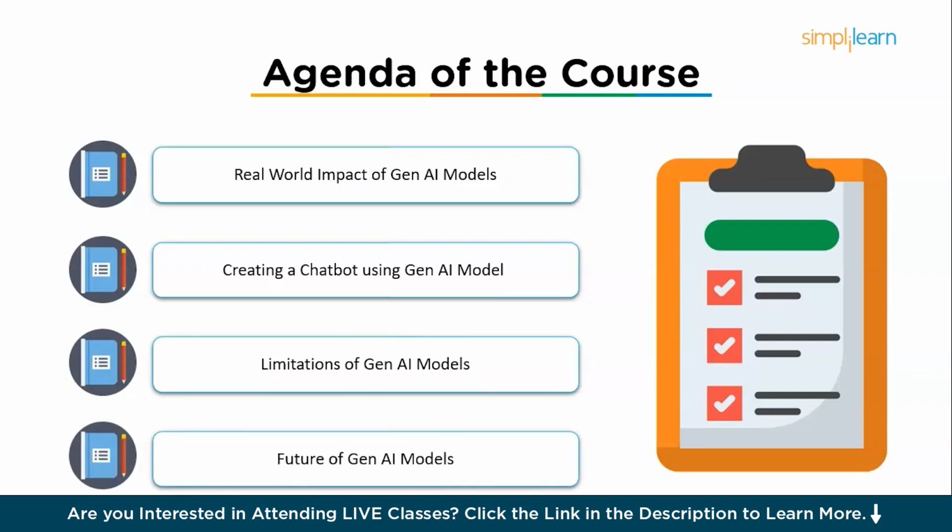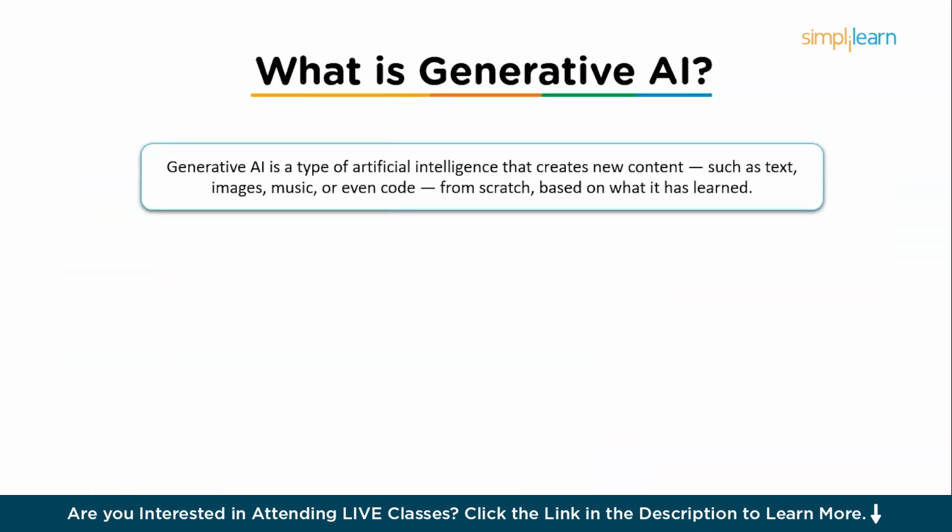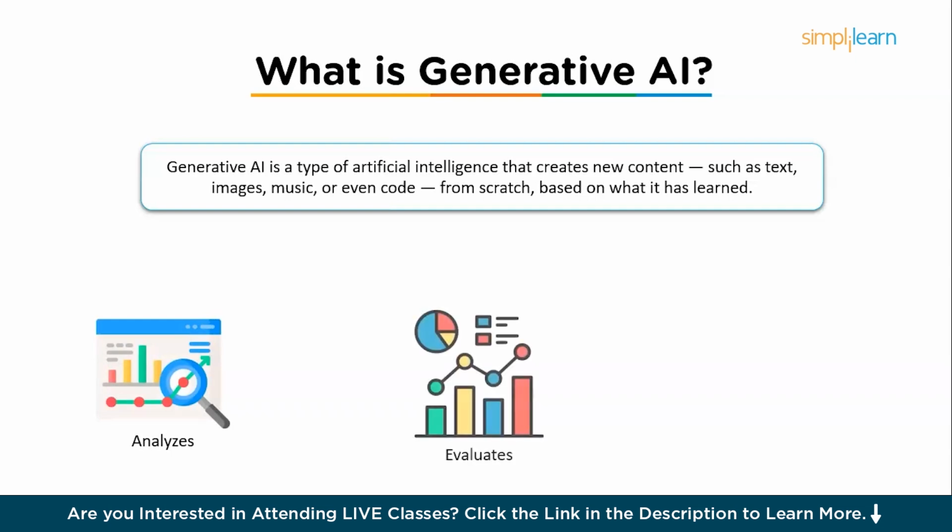Now, let us begin with the first chapter, that is basic understanding of generative AI. So, let us begin with what is generative AI. Generative AI is a type of artificial intelligence that creates new content such as text, images, music, or even code from scratch based on what it has learned. Unlike traditional AI, which just analyzes or classifies data, like recognizing faces or recommending products, generative AI creates. It's like the difference between a judge and an artist. One evaluates and the other one imagines and produces.